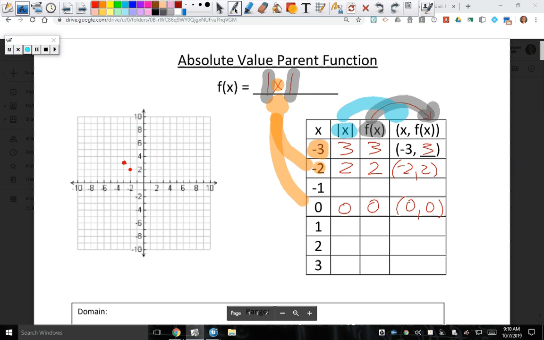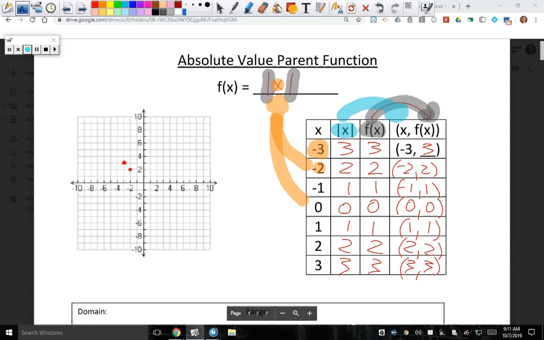Alright, so negative 1, let's go, Brianna. What would negative 1 become? 1. And f of x is? 1. And my point is what? Perfect. Tyson, what would positive 1 give me? 1 all the way, right? And then what's my point? 1 comma 1. Positive 2? 2, and it's just 2. So this is fairly easy, right? And then you just put all the numbers, and then I'd get 3, 3, and the point would be 3, 3.